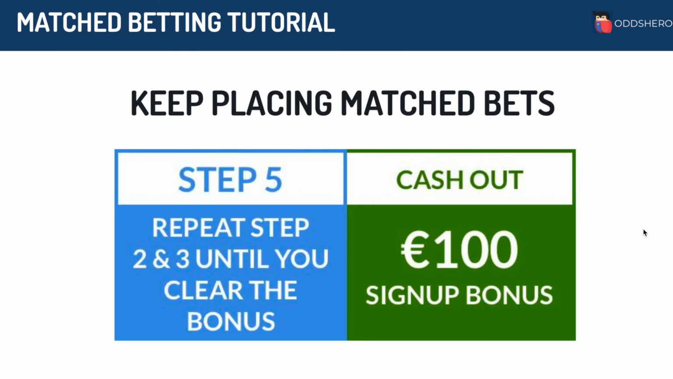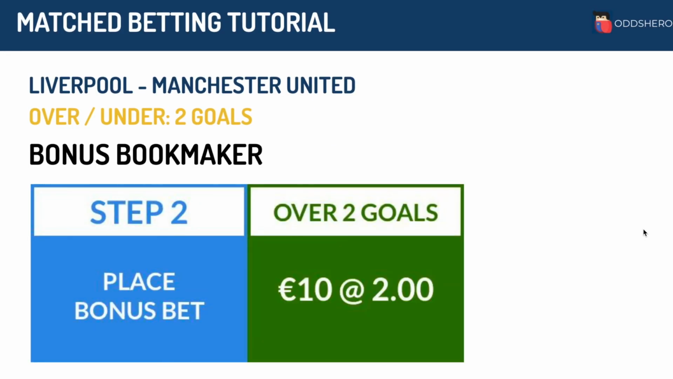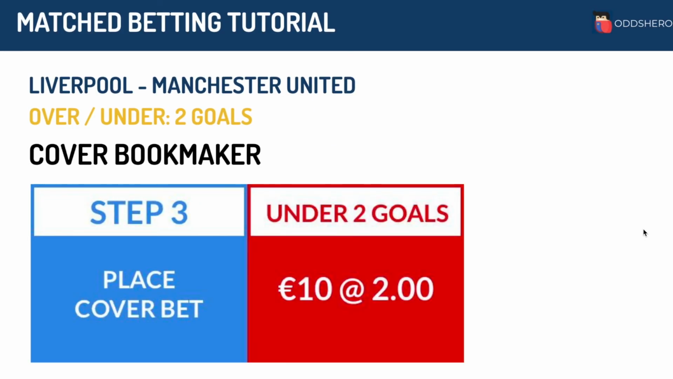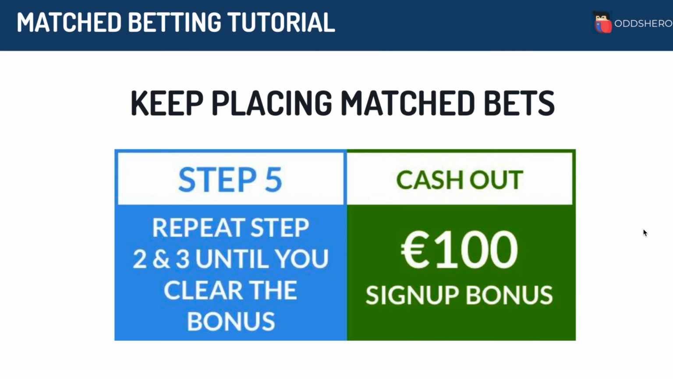Alright, so step 5 is very simple. You just keep placing these match bets. So essentially you repeat step 2 and 3, which is place the bonus bet and place the cover bet. So you just keep repeating these steps until you have met the turnover requirement of the bonus, and then you're able to cash out the sign-up bonus. If you do this, then congratulations, you will have made 100 euros.